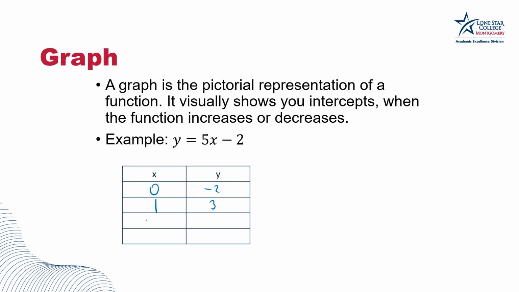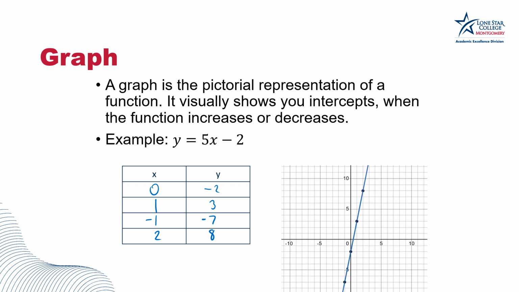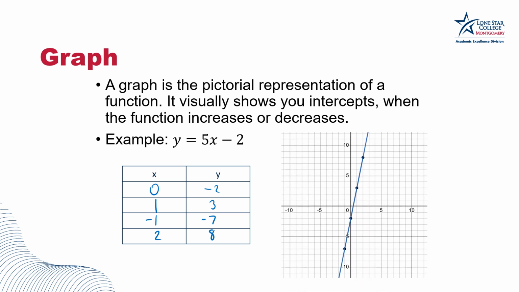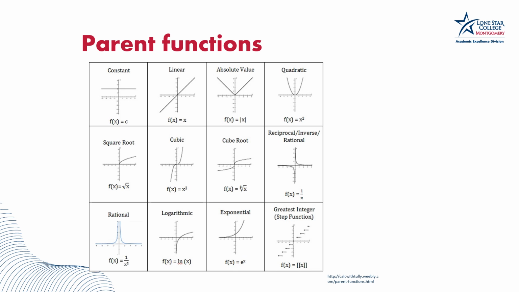Let's say when x is negative 1. 5 times negative 1 is negative 5, minus 2 gives us negative 7. And finally, let's say when x is 2. 5 times 2 gives us 10, minus 2 gives us 8. So these are points that we can graph and then connect them to get our linear function, which looks like so. The 4 points on there are the 4 points that we just put on our table there on the left.